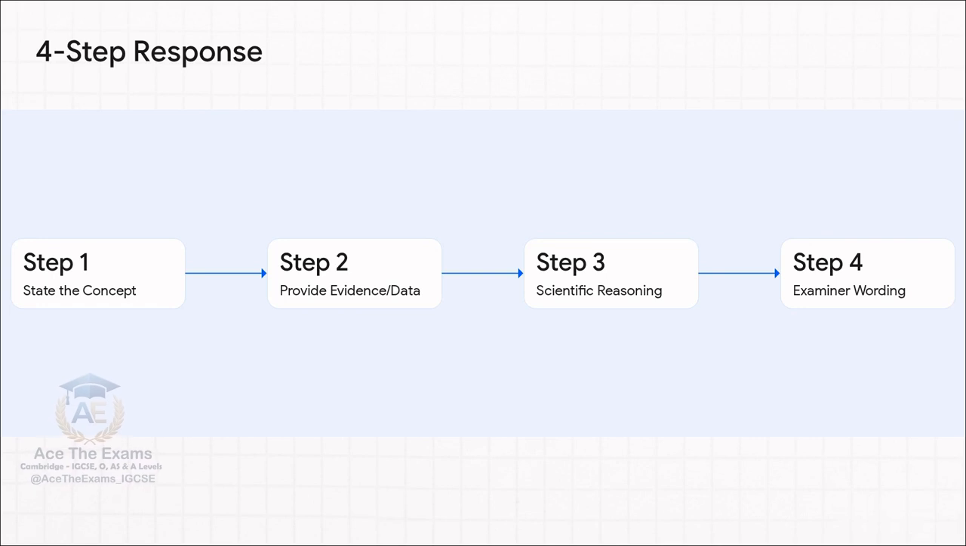You've got to rhythmically drill this 4-step response formula right into your revision. Step 1, state the concept. Step 2, provide the evidence or data straight from the question. Step 3, apply the scientific reasoning. And finally, Step 4, finish it off with precise examiner wording. This structured approach is a game changer. It takes an average, rambling answer and upgrades it into an elite, highly focused one every single time.